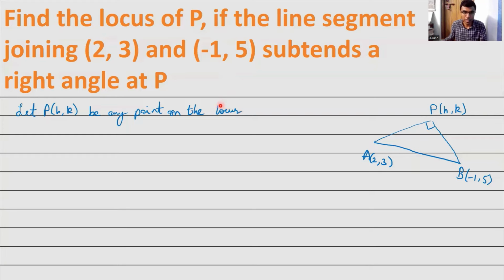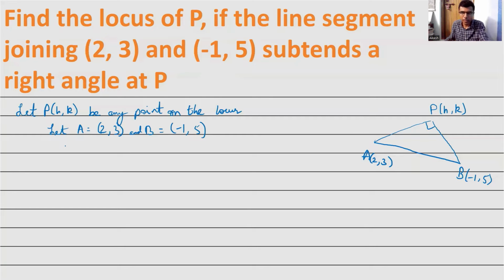Okay, fine. Now what is it given? I'm going to take, let A is equal to 2, 3. See, they have not given 2, 3 is A, so you need to mention it. B is equal to minus 1 comma 5.